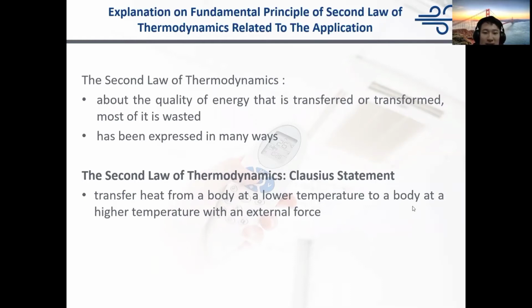Okay, now I want to explain the fundamental principle of the second law of thermodynamics related to the air conditioner. What is the second law of thermodynamics? It's all about the quality of energy. When energy is transferred or transformed, most of it is wasted. The Clausius statement states that it is impossible for a self-acting machine working in a cyclic process without any external force to transfer heat from a body at lower temperature to a body at higher temperature. So it simply states that an air conditioner cannot operate unless its compressor is driven by an external power source such as an electric motor.